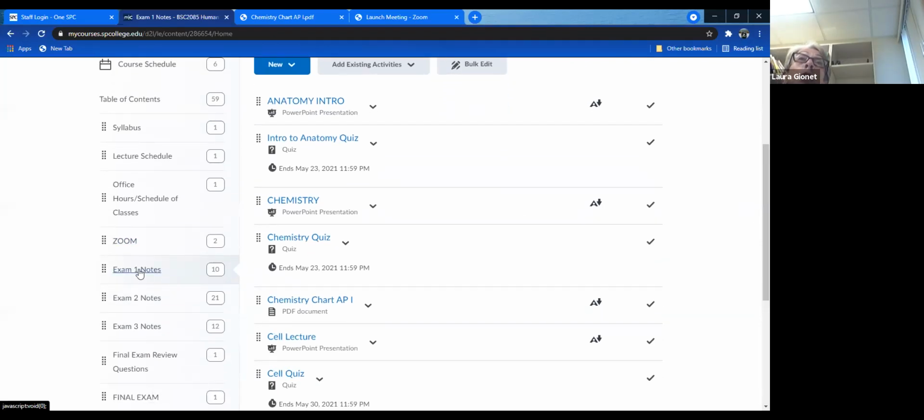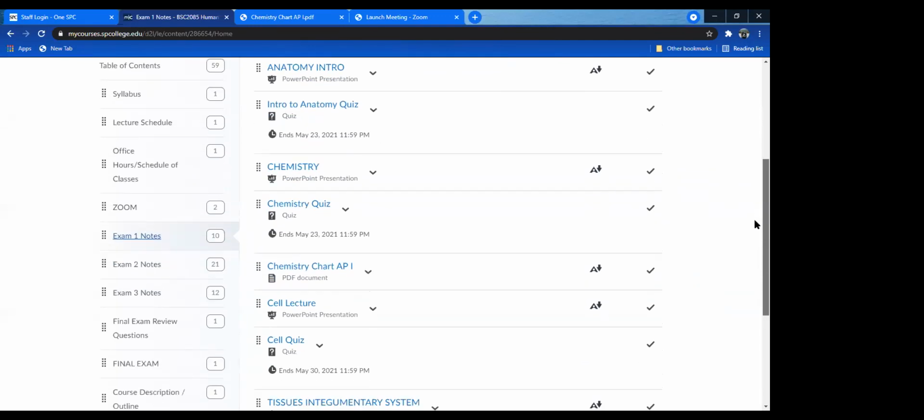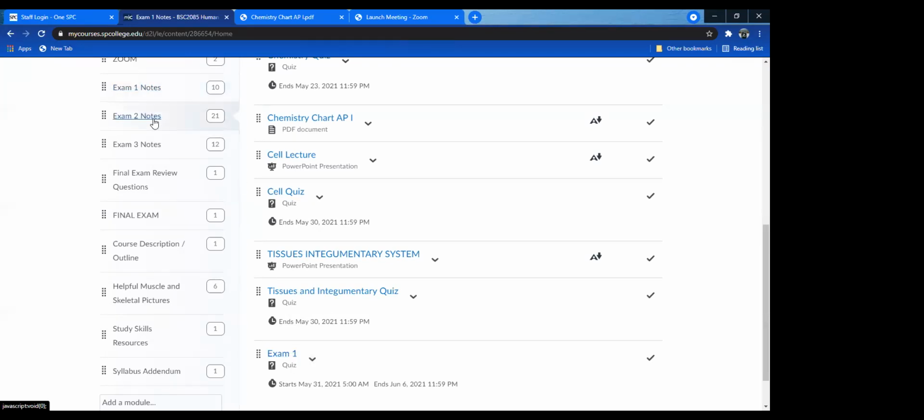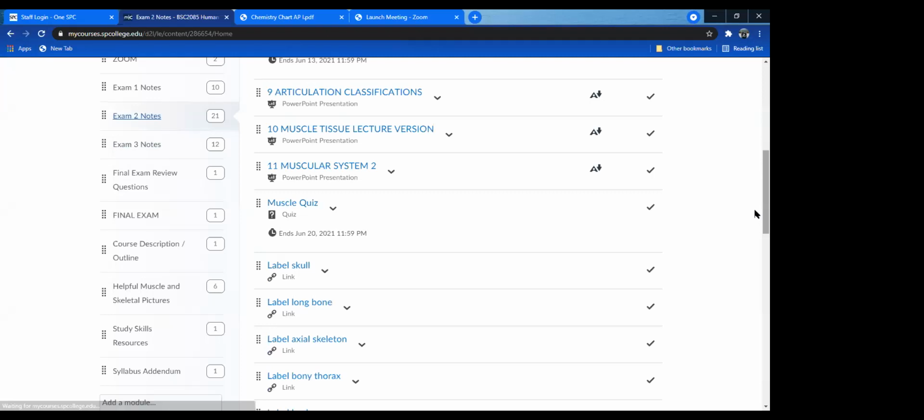Here you have your exam 1 notes, exam 2 notes. Did you navigate through here at all? Yes. Okay, so this is where the notes are. This is where you find the quizzes. And at the end of exam 1 notes, you have exam 1. So we just have to do the quizzes, right?